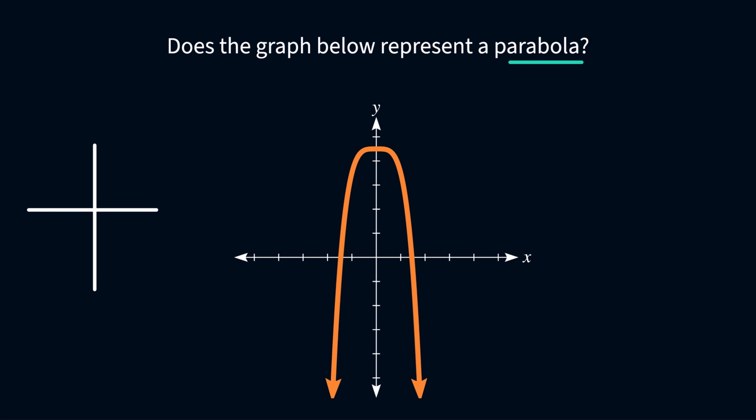Either you're going to have a parabola that's going to smile at you, and this can be anywhere on the graph. It could be up here, down here, to the left, to the right. That doesn't matter, but it's got to smile at you. So this is one example of a parabola.